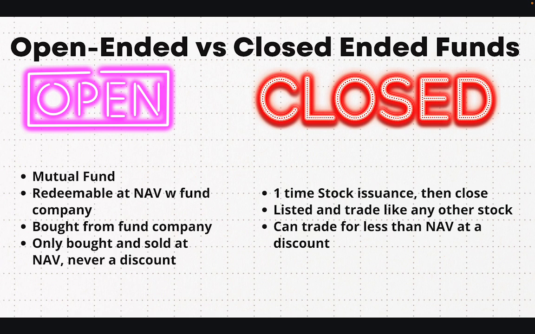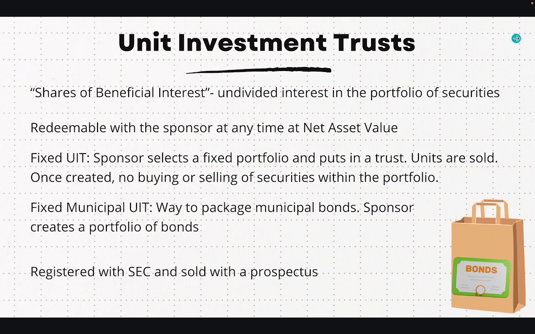Closed-ended, these are one-time issuance of stock and then they close. They list and trade like any other stock, and you can trade them for less than NAV, which means at a discount. Okay, unit investment trusts. These are little boxes of bonds. Shares of beneficial interest, undivided interest in the portfolio of securities. These are redeemable with the sponsor at any time at net asset value, NAV.